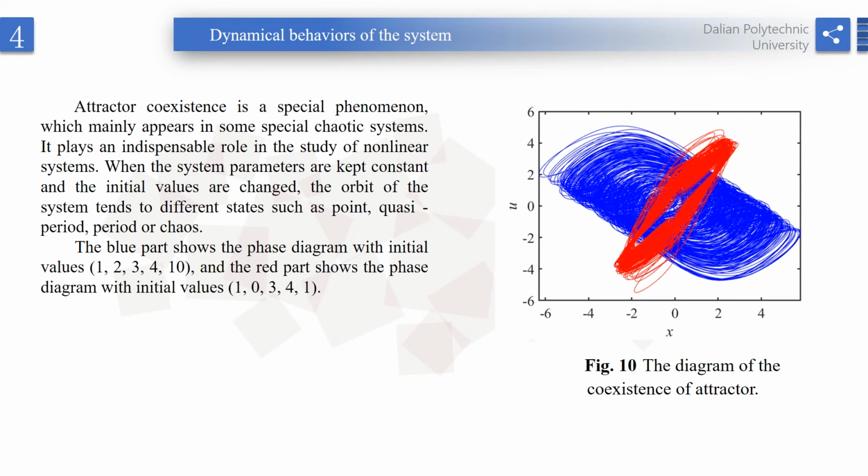When the system parameters are kept constant and the initial values are changed, the orbit of the system tends to different states, such as the point, limit cycle or chaos. The blue part shows the phase diagram with initial values 1, 2, 3, 4, and 10. The red part shows the phase diagram with initial values 1, 0, 4, 3, 4, and 1.